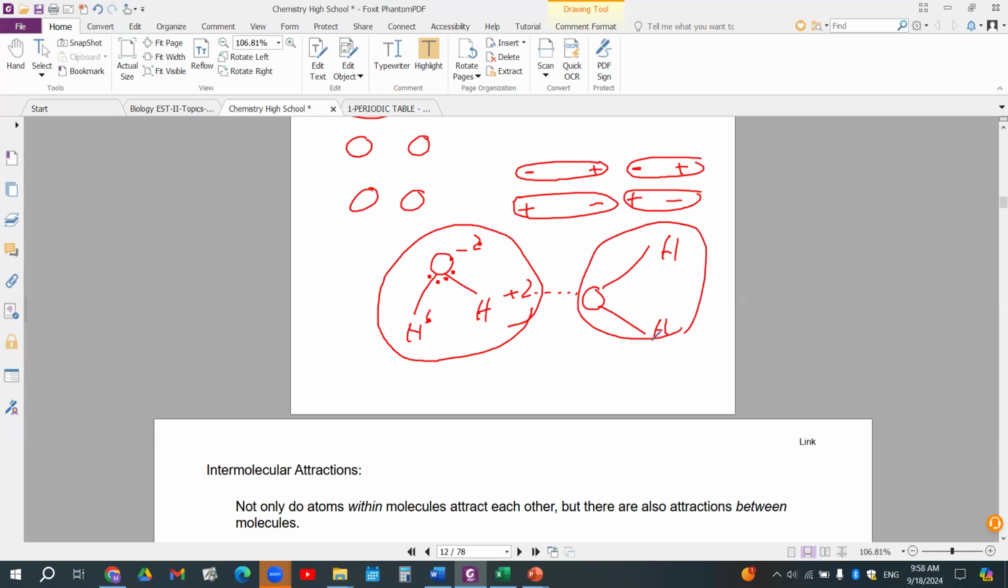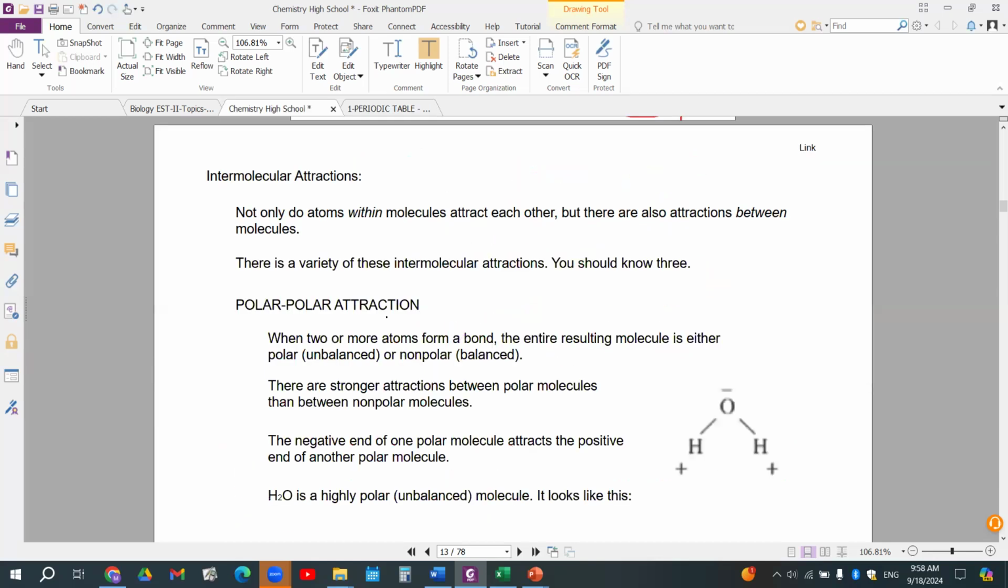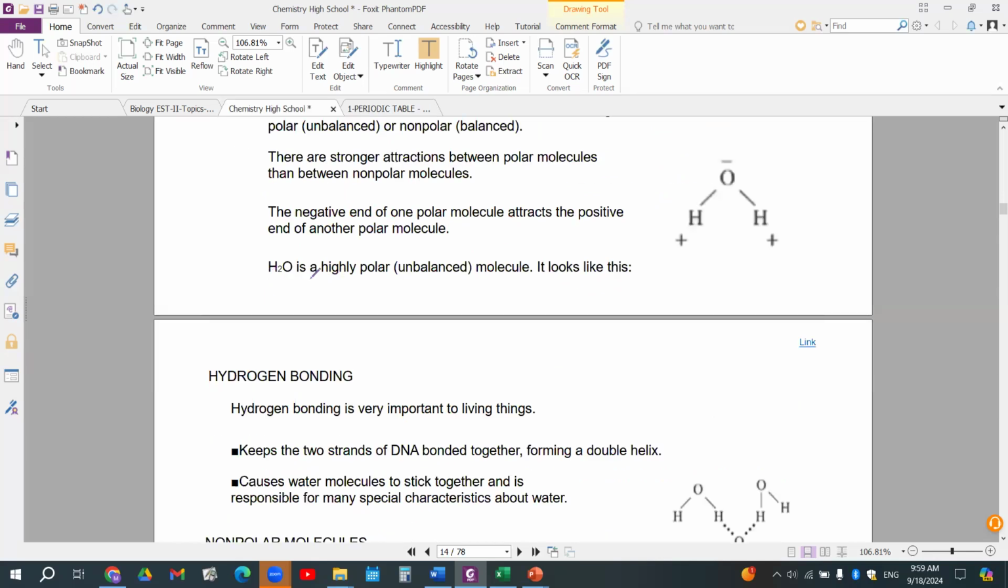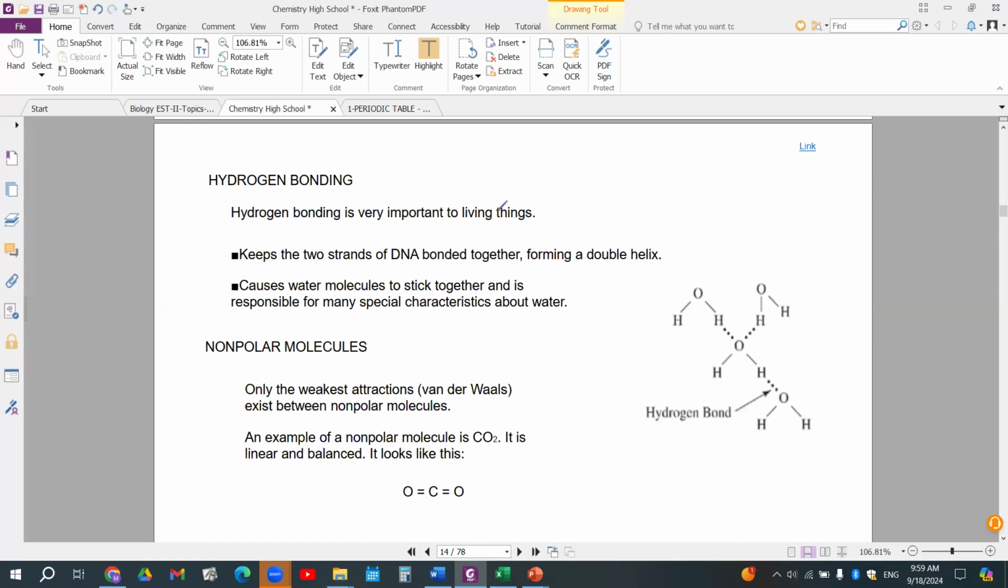So molecules here are attracted to each other by hydrogen bonds. It's called polar intermolecular attraction. Water is a highly polar molecule, like this. Hydrogen bonds are not intramolecular, they are intermolecular. Inter means between. What's meant by inter?